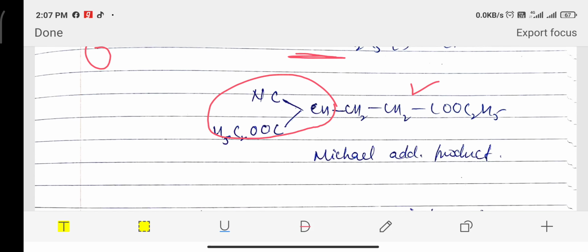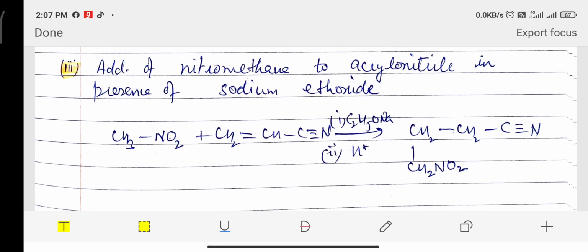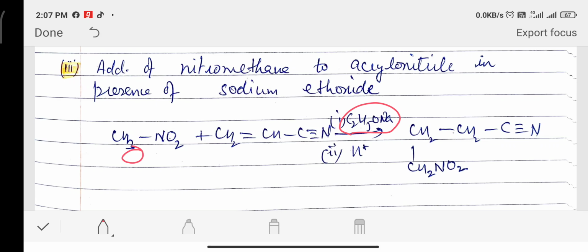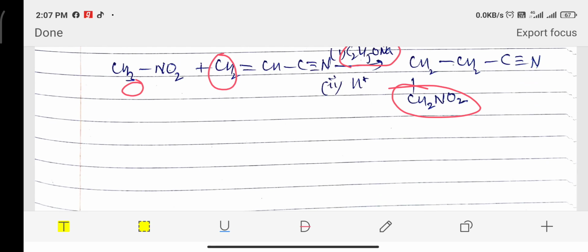Similarly, in the addition of nitromethane to acrylonitrile in the presence of sodium ethoxide, first sodium ethoxide abstracts a proton from this, and then this group gets attached to this carbon, that is the fourth position, and we get this 1,4 addition product. So this is all about the Michael addition reaction.